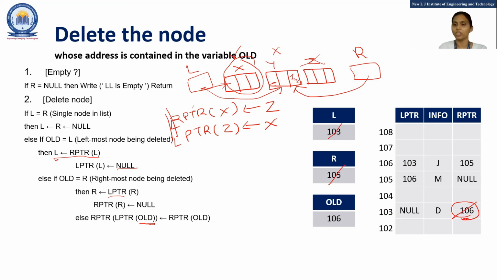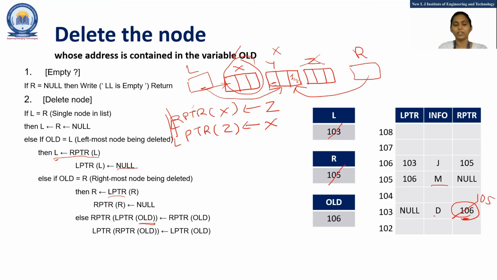Here is the location where updation is needed, and this value would be updated with what? Old's right pointer. Old is pointing to 106. 106's R pointer is 105. So this modified value is now 105. So D's R pointer is 105. So 105 has the value M. So now it becomes the string DM instead of DJM. The J part has been deleted. Now my string would be DM. Fine or not? And what is the other operation you need to perform?